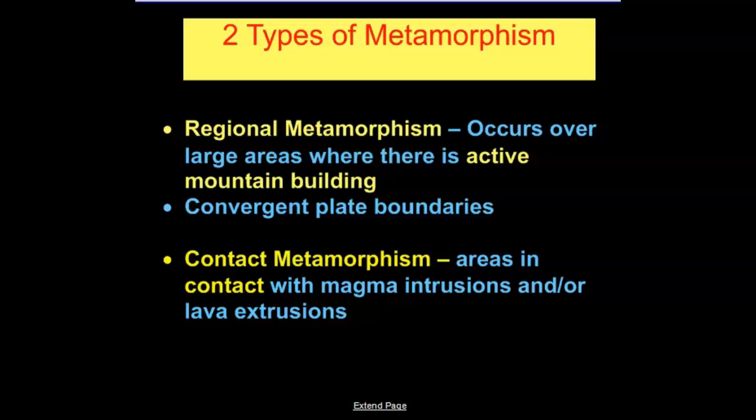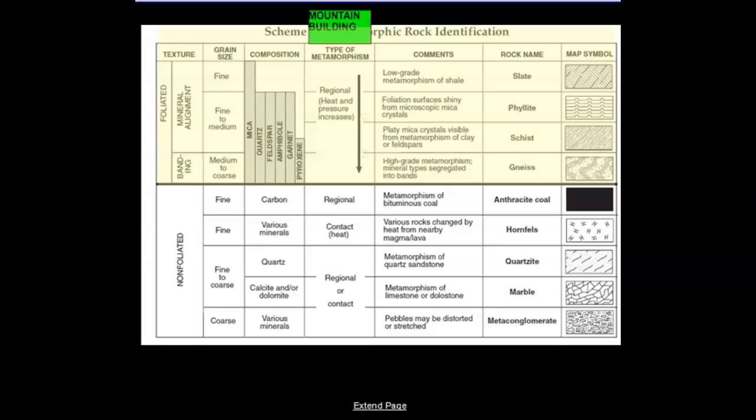Regional metamorphism happens when the two plates come together at convergent plate boundaries, resulting in mountain building. Contact metamorphism is when magma intrudes into the existing surrounding rock or lava extrudes on the surface. On page 7, the type of metamorphism is listed in the middle column under types of metamorphism. The rocks that form from regional metamorphism have some differences from the rocks that form from contact metamorphism.